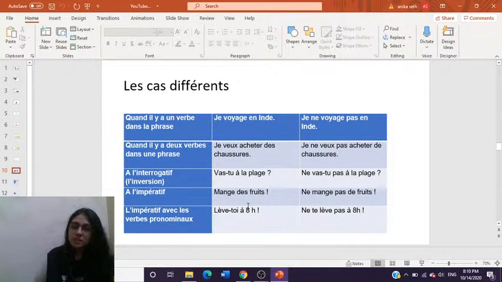Then quand il y a deux verbes dans une phrase, when there are two verbs in a sentence. So for example, "je veux acheter des chaussures". "Je ne veux pas acheter de chaussures". So ne and pas are always put before and after the first verb, and this des will change to de.